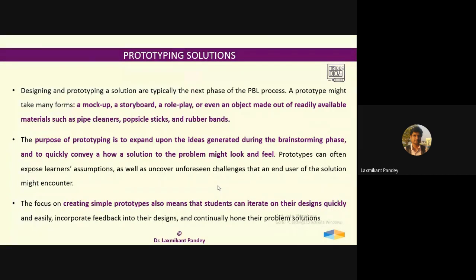So this is called the prototyping solution, meaning you are giving a solution for that particular problem. Designing a prototyping solution is typically the next phase of project-based learning. That is very important. After the brainstorming session, you come up with a specific type of solution, and this is known as the prototyping solution. Next one.